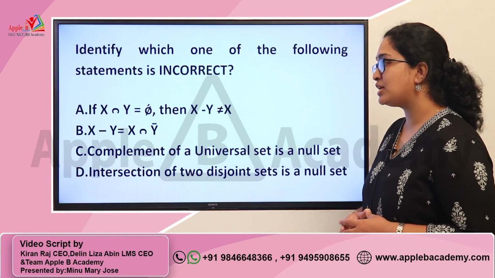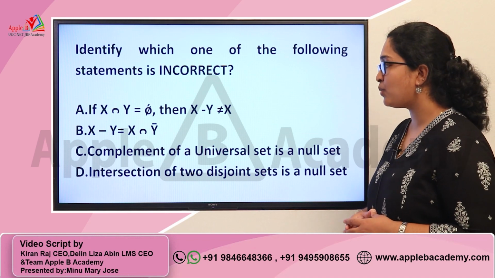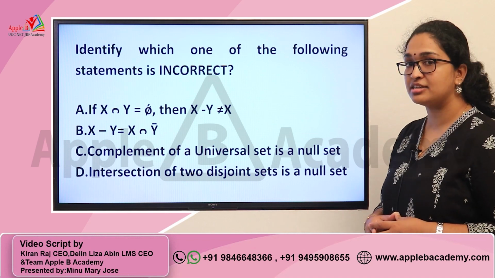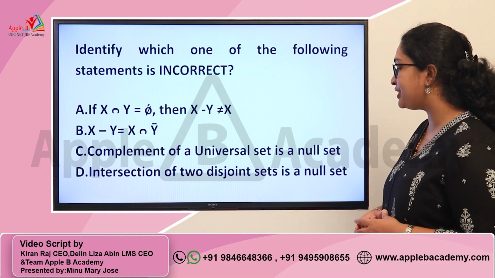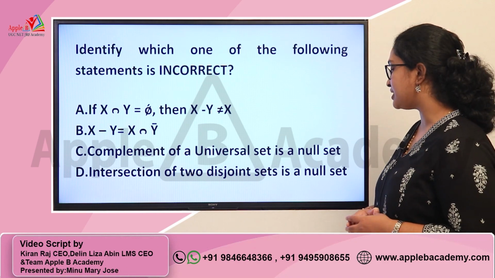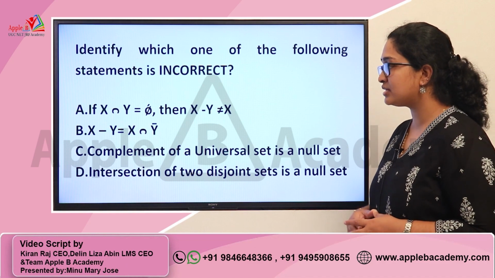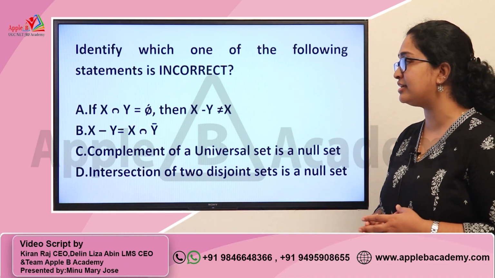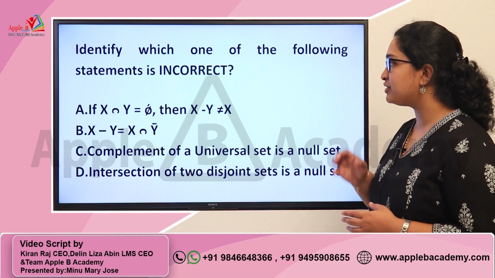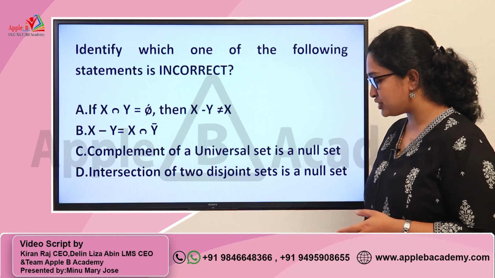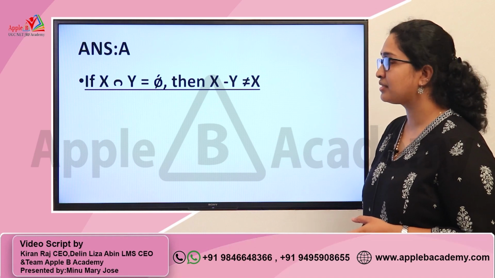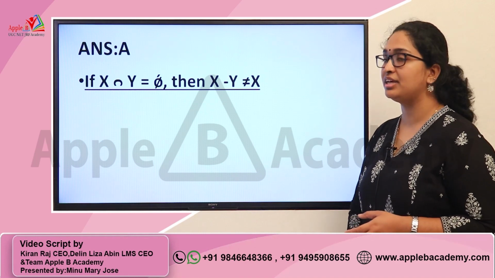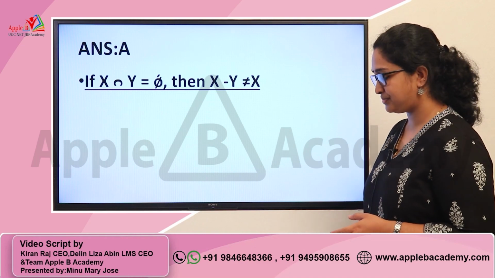X minus y is equal to x intersection y bar. Complement of a universal set is a null set. Intersection of 2 disjoint sets is a null set. So, out of these options, this is taken directly from the properties of set theory. So, from these we have to find out the incorrect option, which is option A. That is, x intersection y equal to theta, then x minus y not equal to x. Option A.